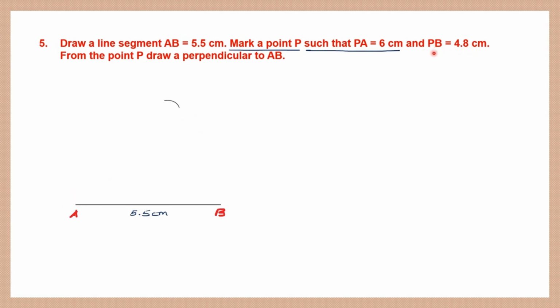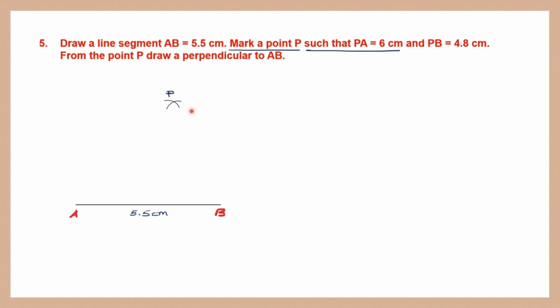Similarly, PB is 4.8 centimeters. So measure 4.8 centimeters radius on your compass, place the pointed end at B and cut this arc. So we have cut that arc. Now this point is the point P. So let's name it as point P. So this is point P.